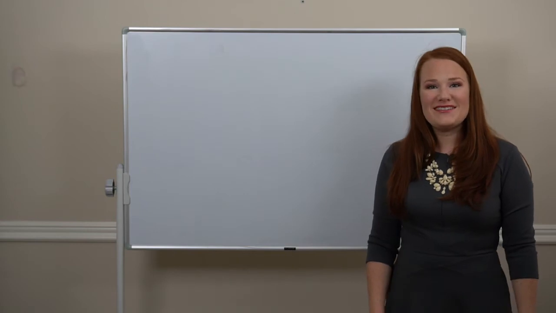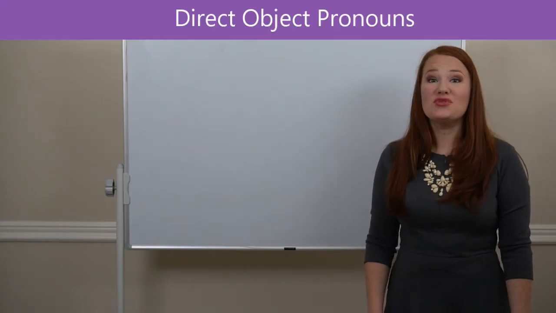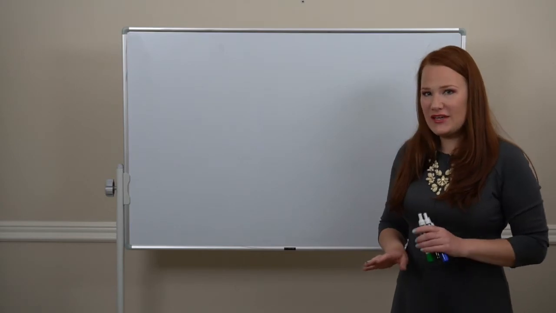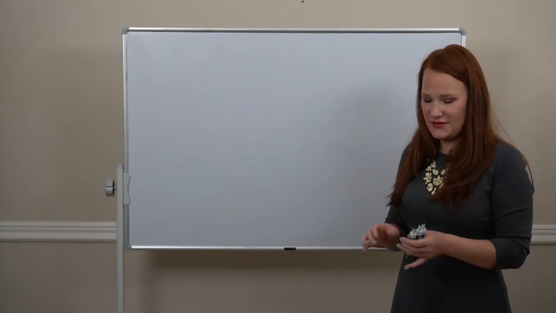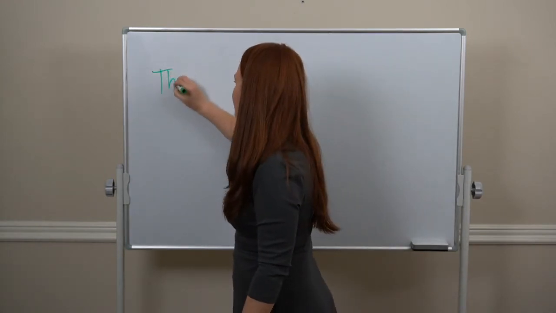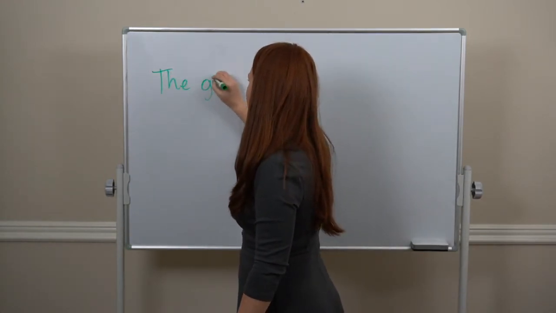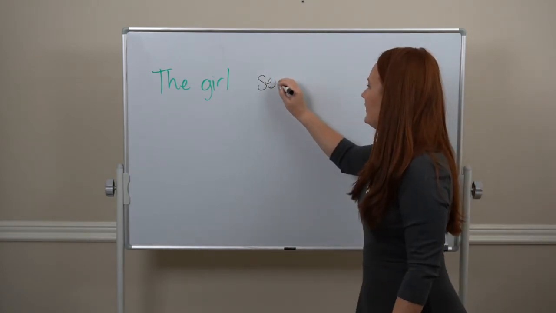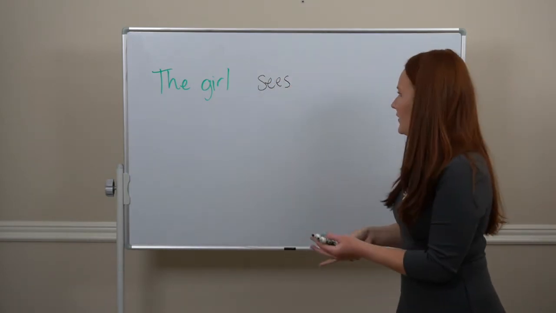Today, let's break down direct object pronouns. So we're going to start by reviewing the word order of a regular sentence. If I have a sentence that says, the girl sees Harry.